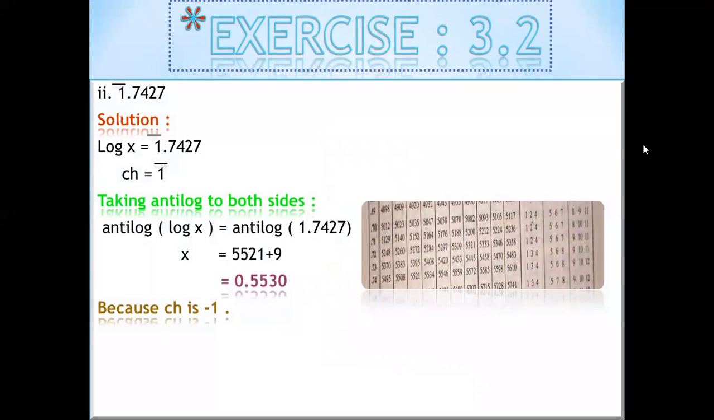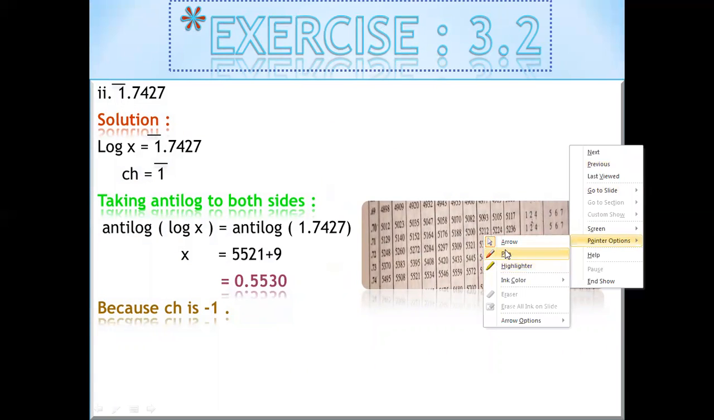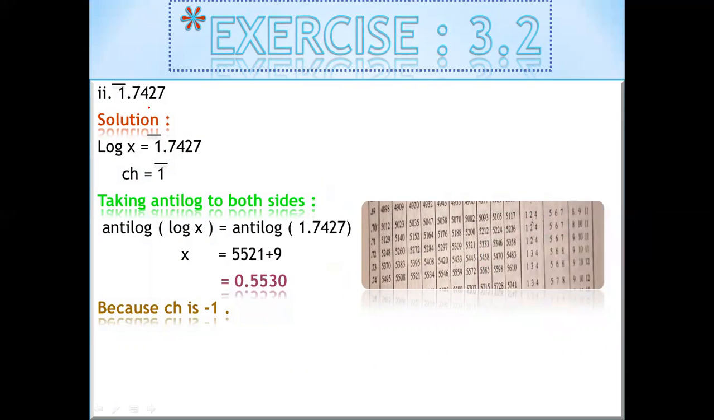Come to the second part, which is minus 1.7427. The characteristic is minus 1. Again in the anti-log table we check 0.74 in the column of 2. We have 5521, and also a number 7 to look up.